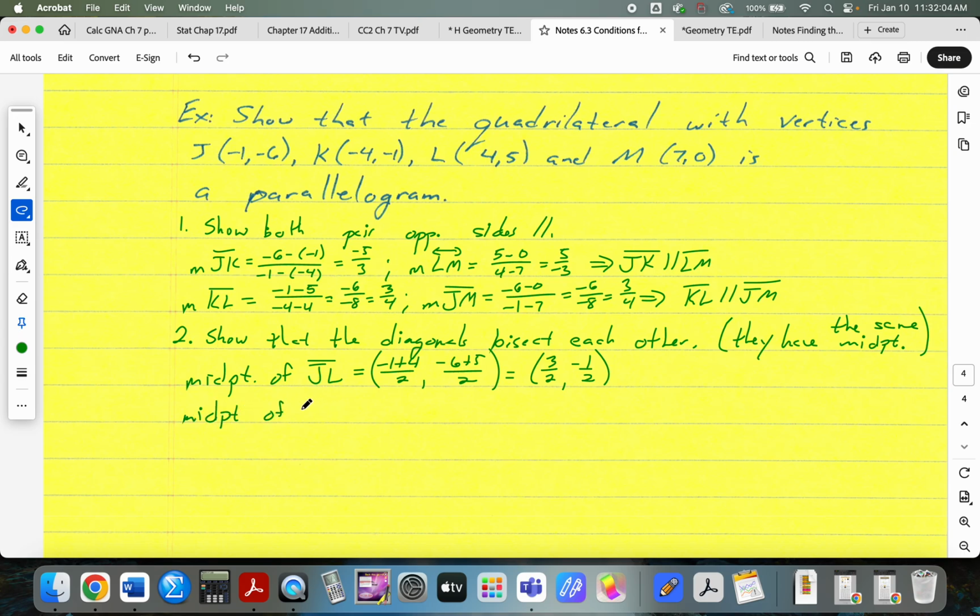And then the midpoint of segment KM is negative 4 plus 7 over 2 and negative 1 plus 0 over 2, which is 3 halves, negative 1 half.